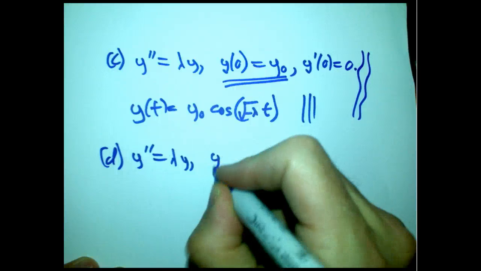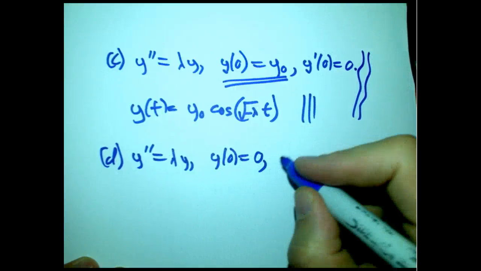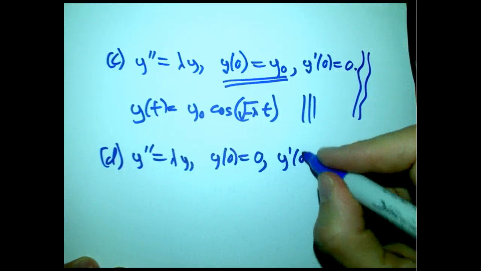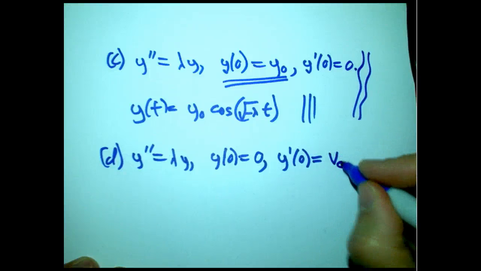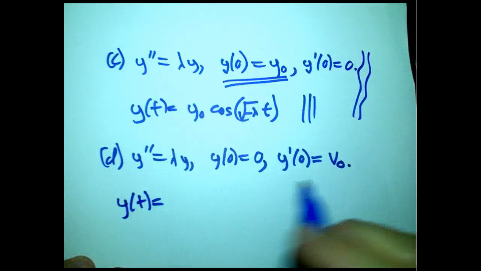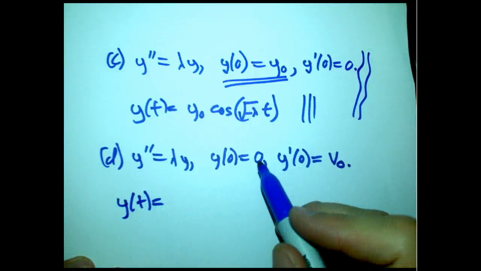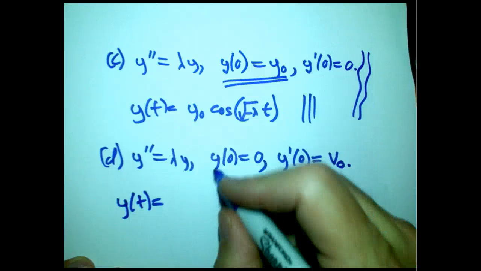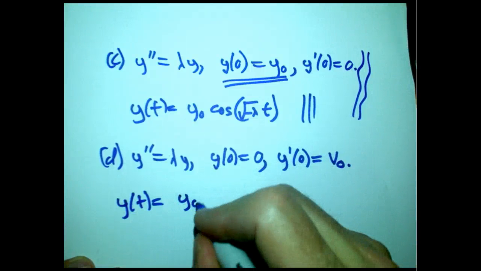If we do pure motion, y prime of 0 equals, let's say, v naught, then y of t is just slightly more complicated. It's going to be the sine, because the cosine would screw this up. And it's going to be y naught.